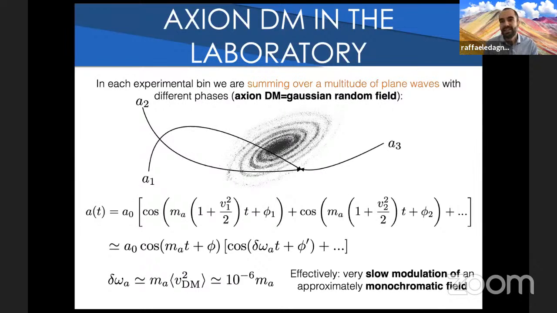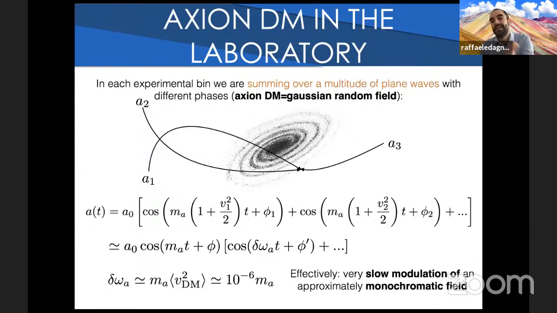In practice, this doesn't matter that much because the frequency spread between these plane waves is very small. So you can use usual trigonometric identities and see that this sum factorizes into a piece that is oscillating fast, roughly at the axion mass.